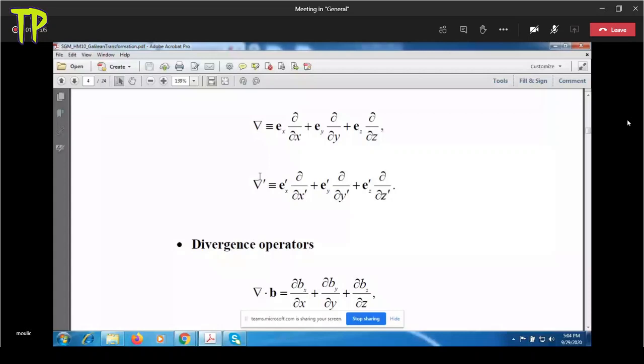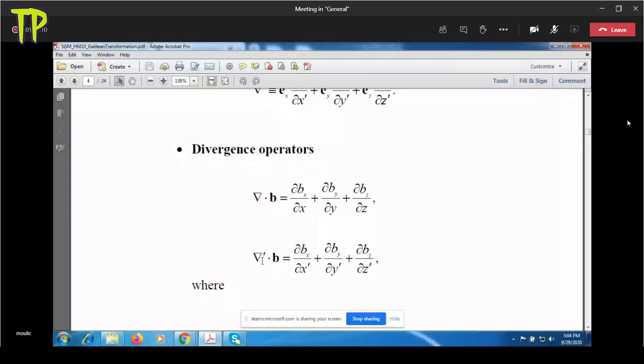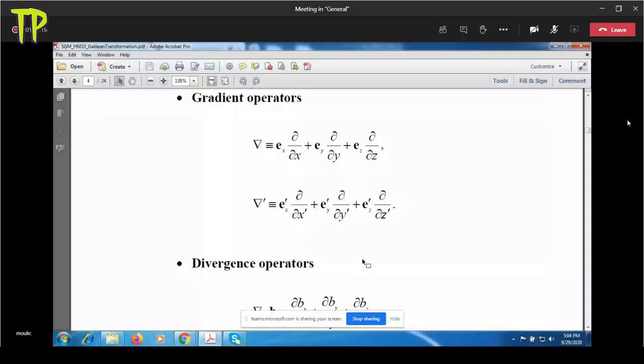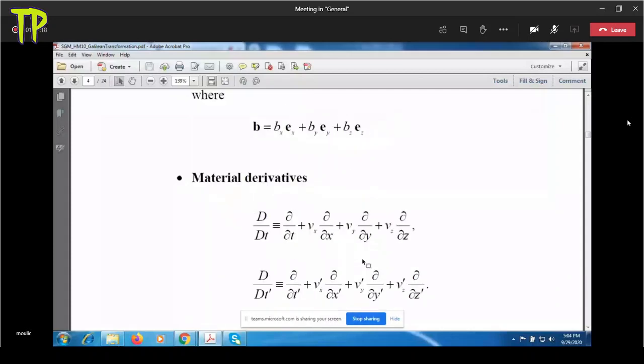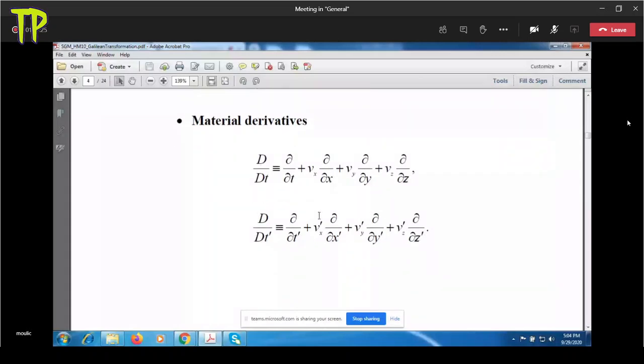And similarly, if you look at the grad prime divergence, it is del del x prime of Bx, same thing. So the operators are the same. But sir, in Euler's equation, there is a material derivative. Yeah, exactly. The material derivative is the same, but the Eulerian derivative is not the same.